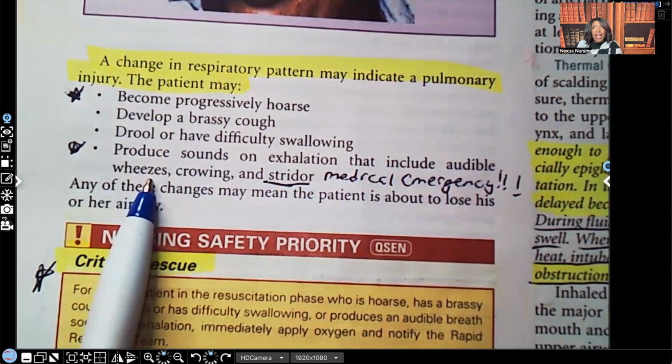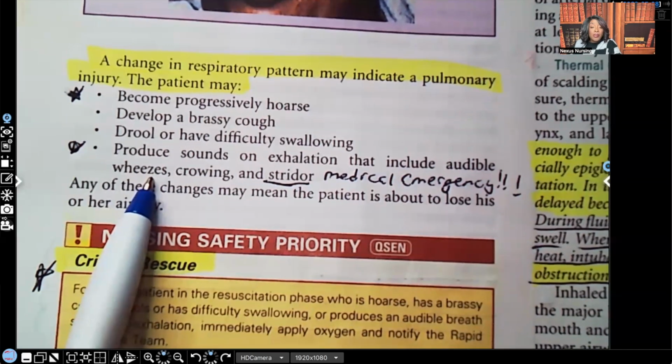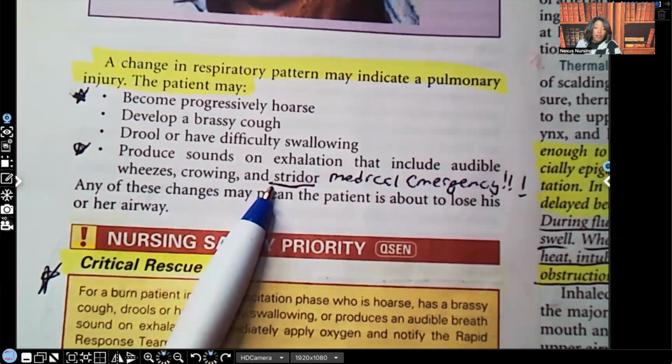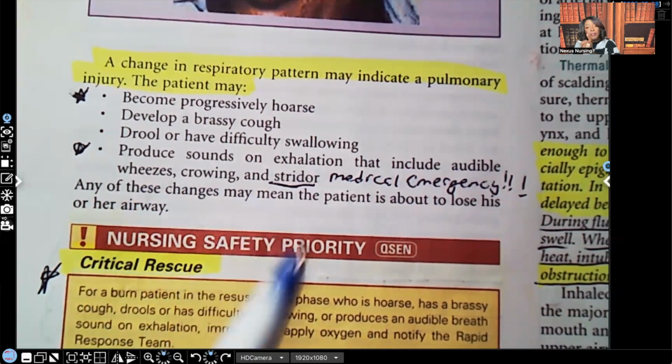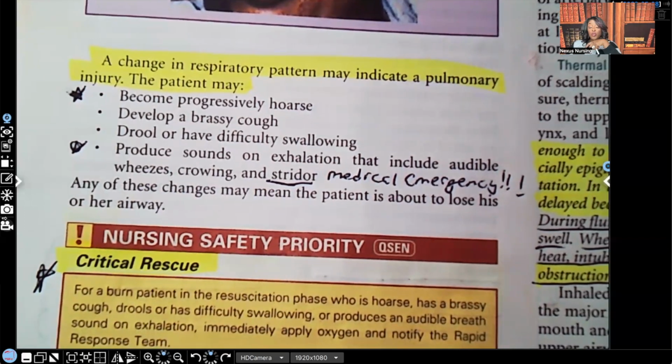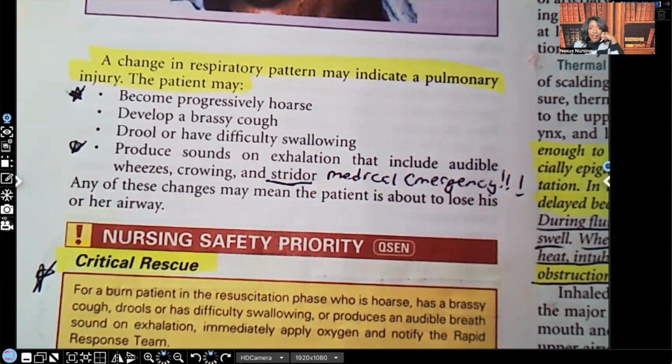Let me tell you something, guys. Wheezing is the sound of air trying to get through an obstructive airway. That's what wheezing is, the sound of air trying to push through some type of obstruction. Okay, so hearing audible wheezing, crowing, and stridor. Stridor is a medical emergency. Let me tell you something. If you hear wheezing, or you hear stridor, right? Then all of a sudden, you don't hear it anymore. Does that mean the patient miraculously got better?